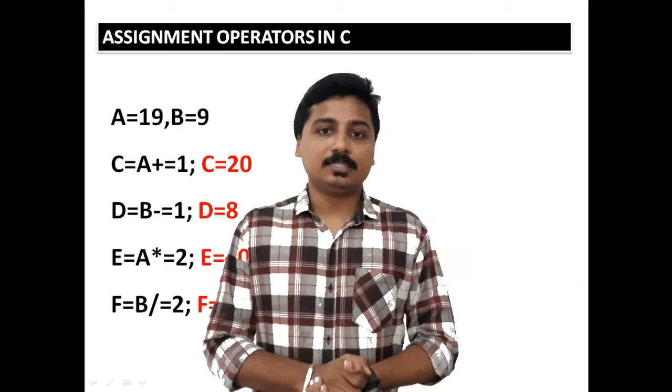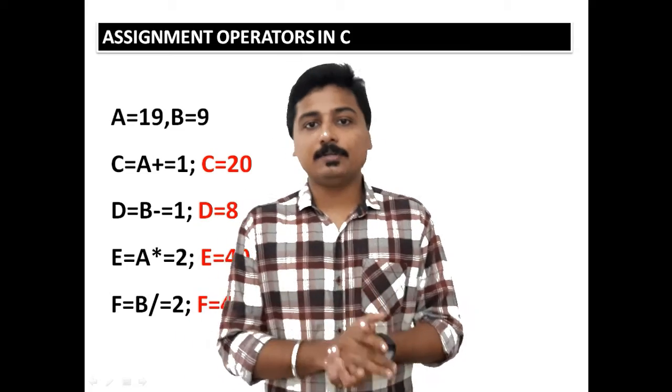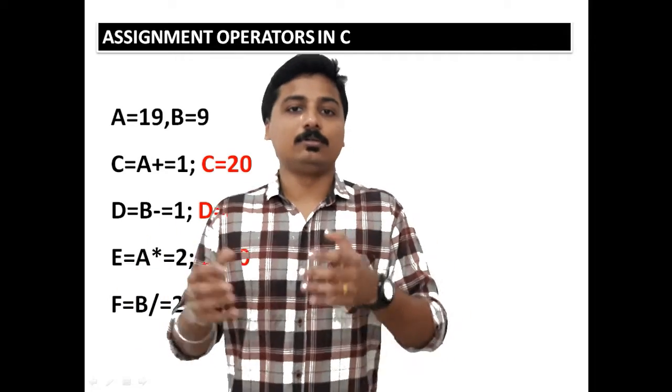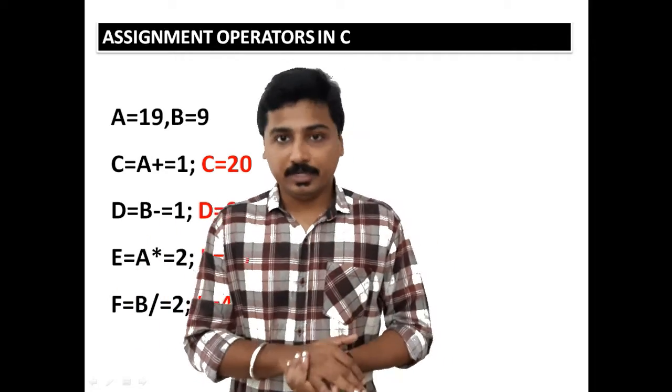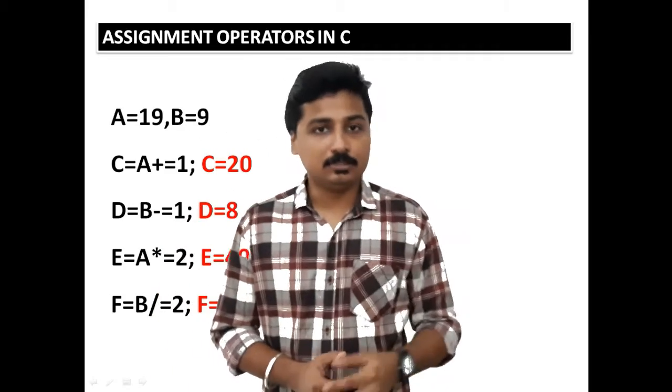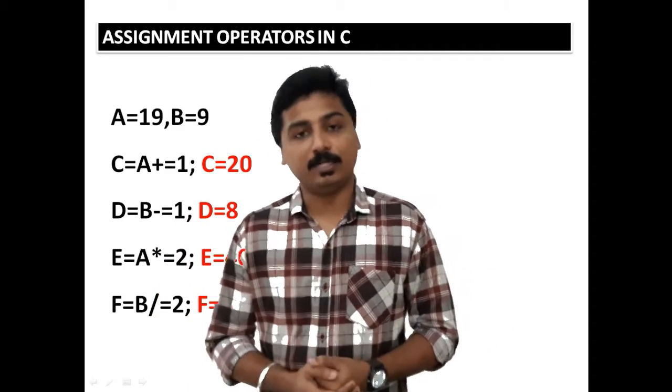Now we will have a discussion about the assignment operator. In the case of assignment operators, we are assigning a value, a constant, or a particular result to a variable. So here you are using the two variables a and b. a consists of the value 19, b consists of the value 9.